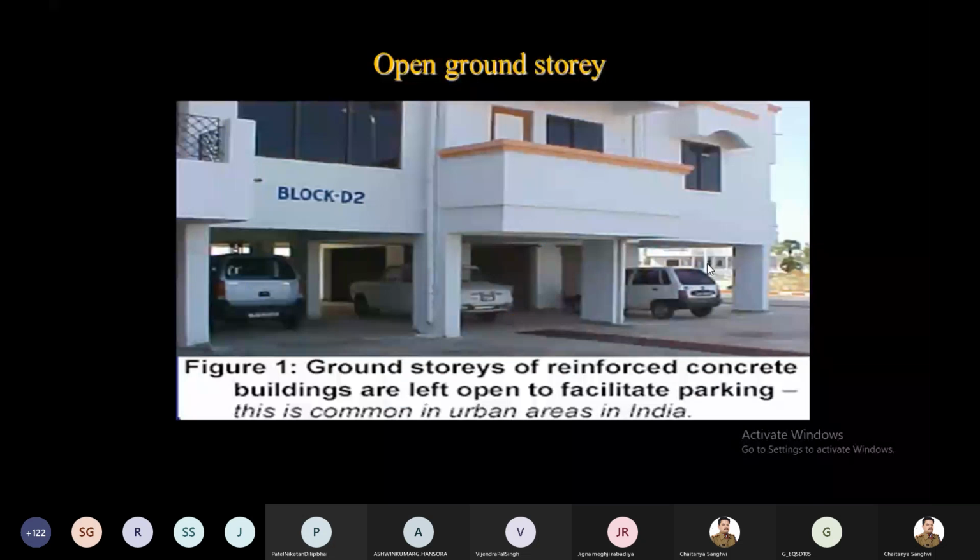Then we move to the most important aspect, the open ground story. Open ground story means a ground floor which is used for parking. When it is used for parking, you will find only columns here. But on the first floor, you can see you have a column as well as the wall. Column plus wall.